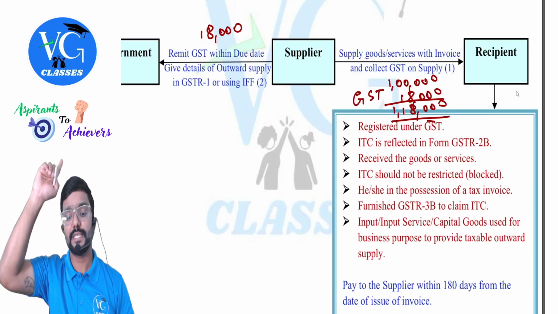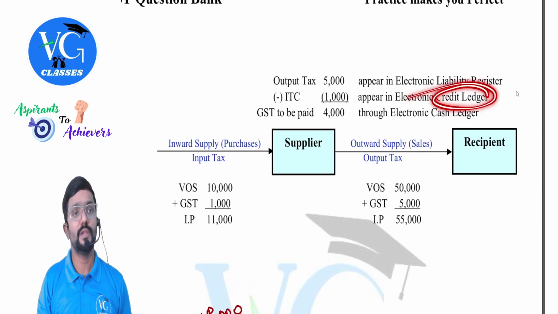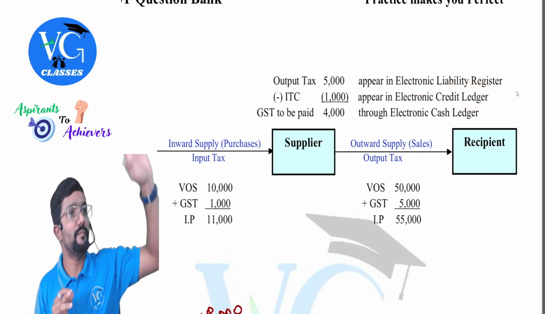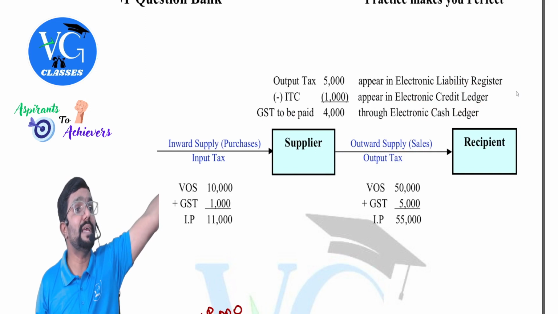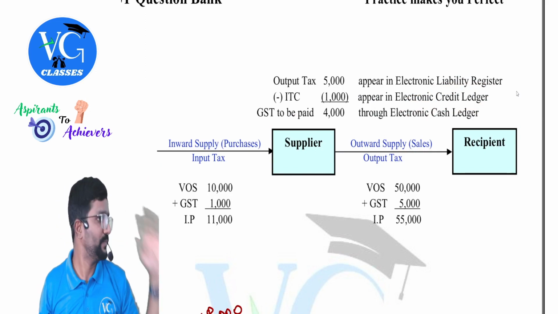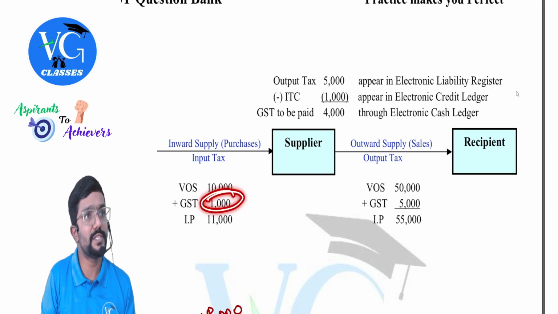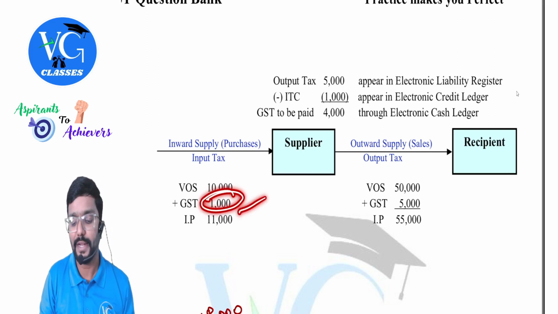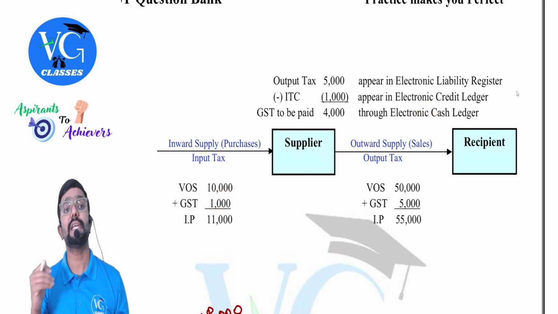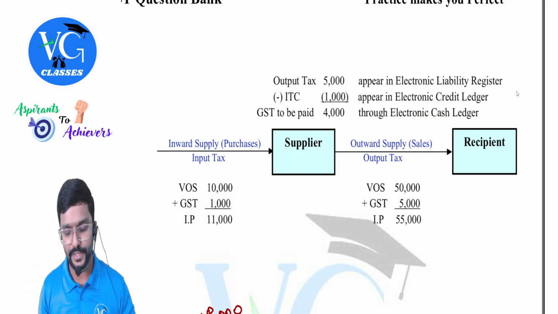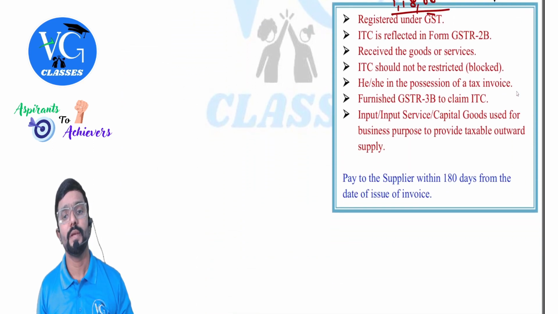Auto-populated, guys. We discussed above that in the electronic credit ledger, 1,000 rupees credit will reflect. How will it reflect there? As per the data given by the supplier in his GSTR1. Once the supplier gives these details to the department, it will automatically reflect in the electronic credit ledger of the recipient, guys.